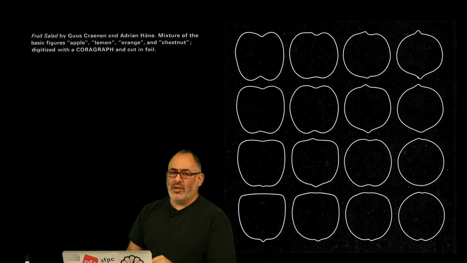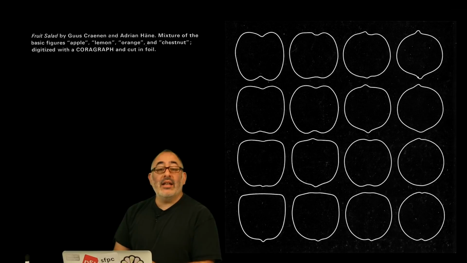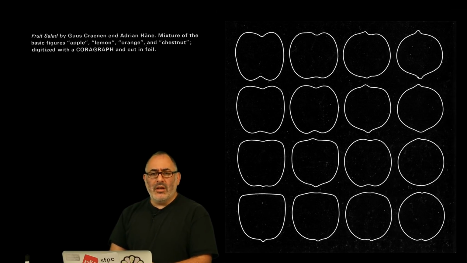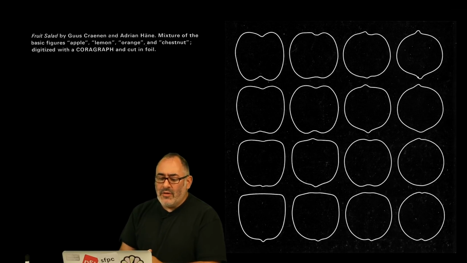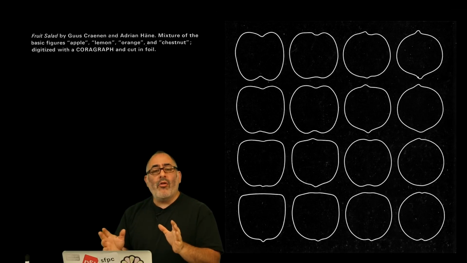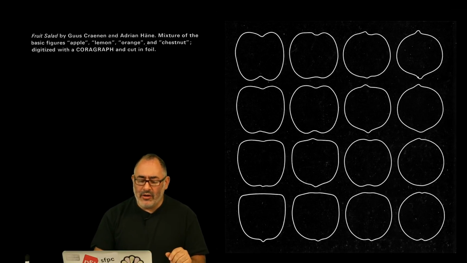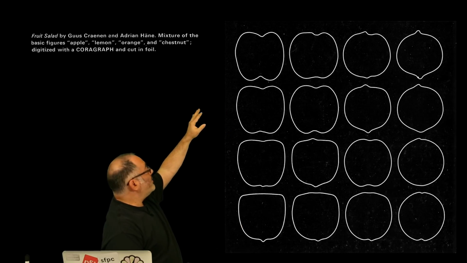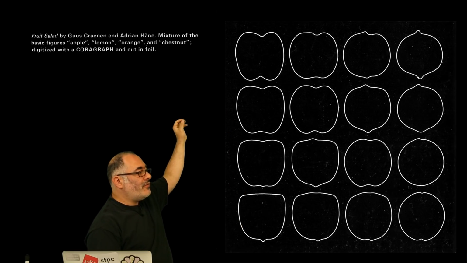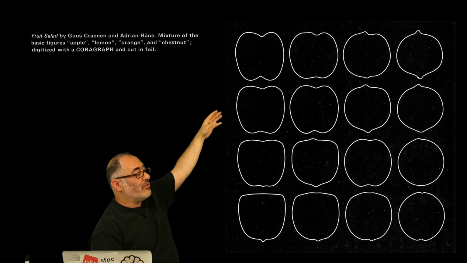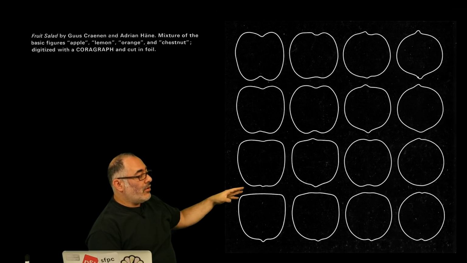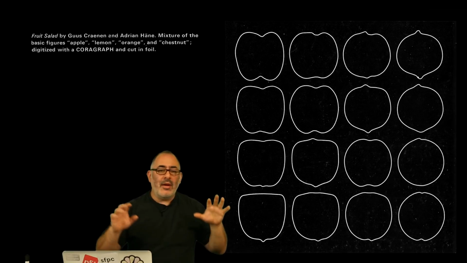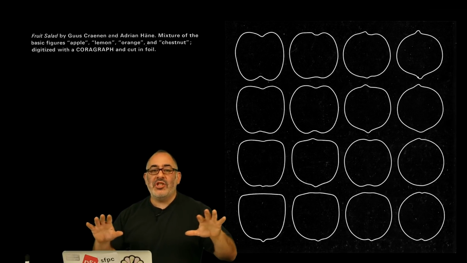This is a lovely project called Fruit Salad by Hughes Crane and Adrian Hain, also from around 1970. And it's a mixture of the basic figures apple, lemon, orange, and in this case chestnut, which I guess they'll call a fruit. And they're at the corners of the design. So apple in the upper left, and lemon in the upper right, chestnut in the lower left, and orange in the lower right. And with the admixtures of these blended shapes in the middle.